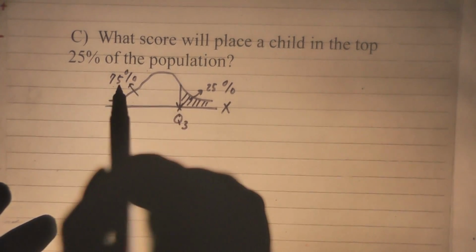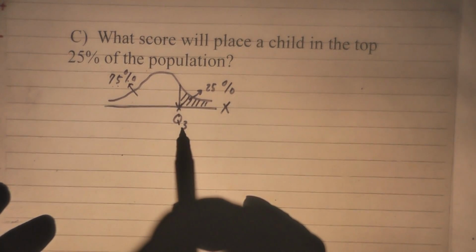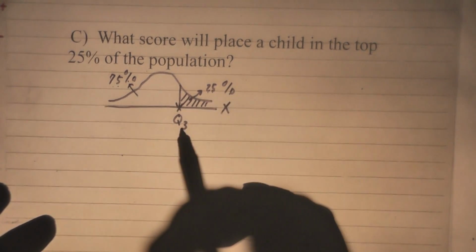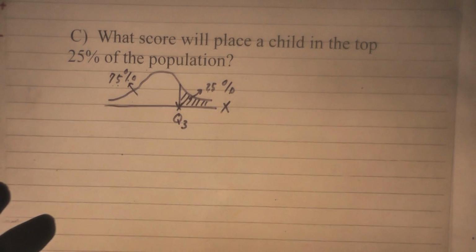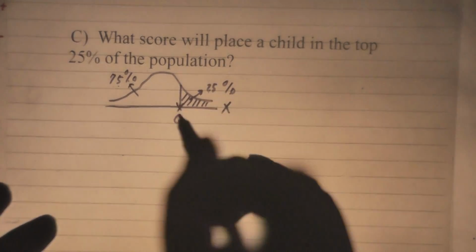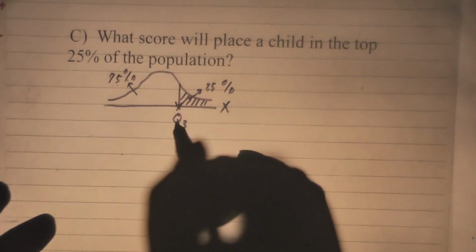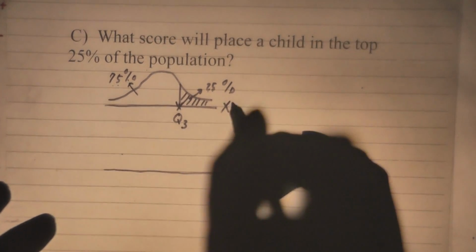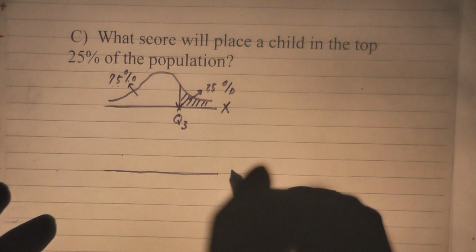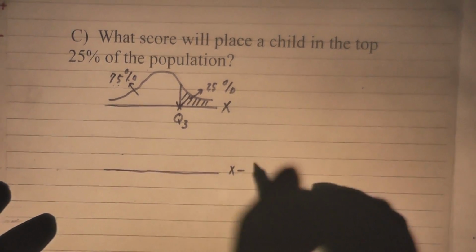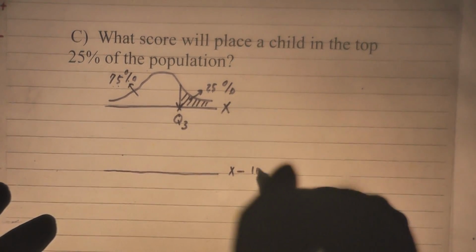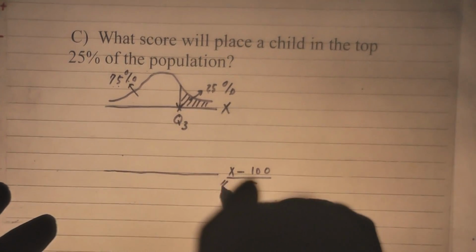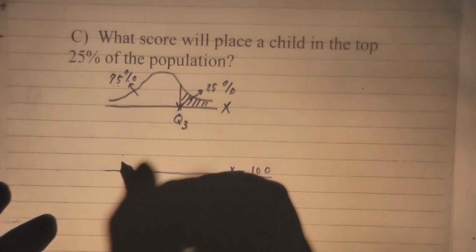Remember, 75% of observations are less than or equal to Q3, and the upper 25% of observations are greater than or equal to Q3. So we try to locate Q3. And how can we find Q3? Again, we need to standardize X: subtract the mean, which is 100, divided by the standard deviation, 15, and convert the X score to a Z score.